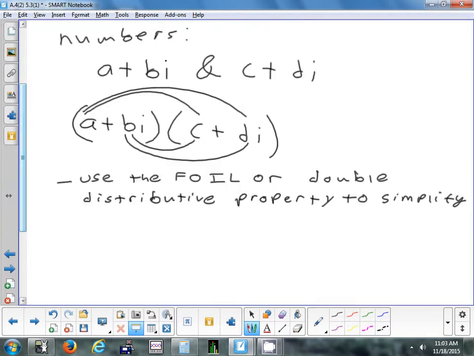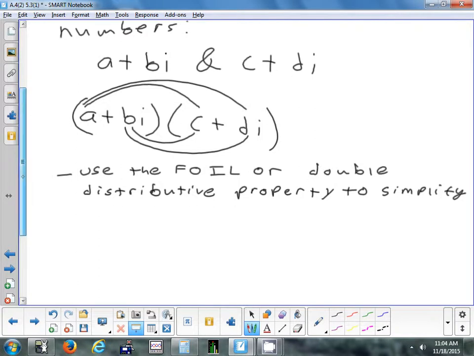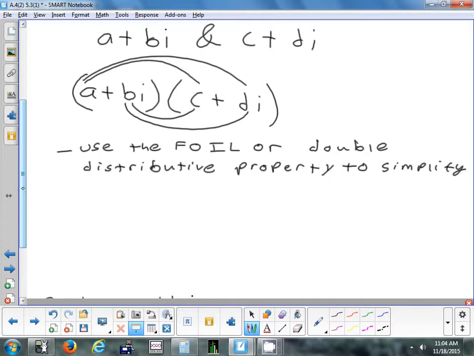Any questions on this pattern? Is anybody not familiar with FOIL? Ever heard that before? FOIL just stands for multiplying the first terms, the outer terms, the inner, and then the last. So it's just a way to remember to multiply everything together. Anybody still copying? All right.